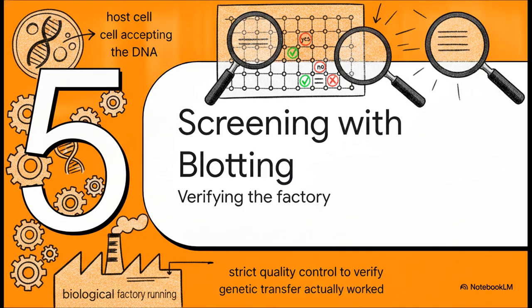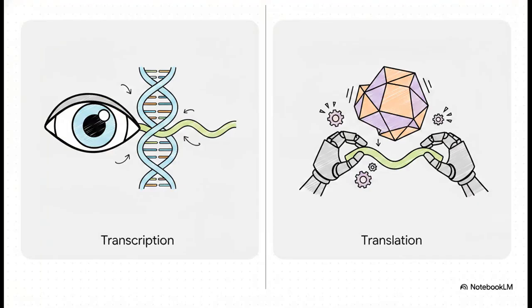All right, finally, we arrive at phase 5, screening with blotting techniques. Our host cell has accepted the DNA, and our biological factory should be up and running. But we need strict quality control to prove it actually worked. To verify our success, we use specific screening techniques called blotting. And there's a crucial distinction here.